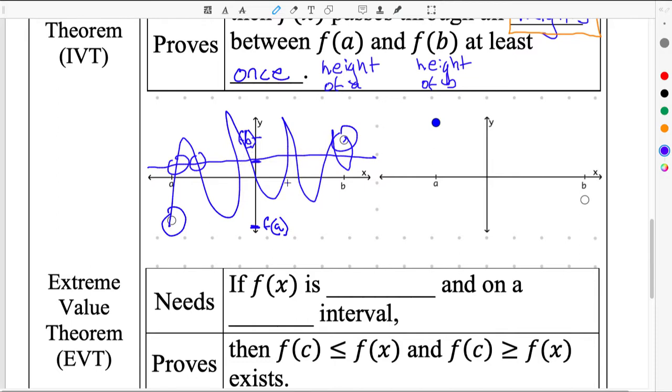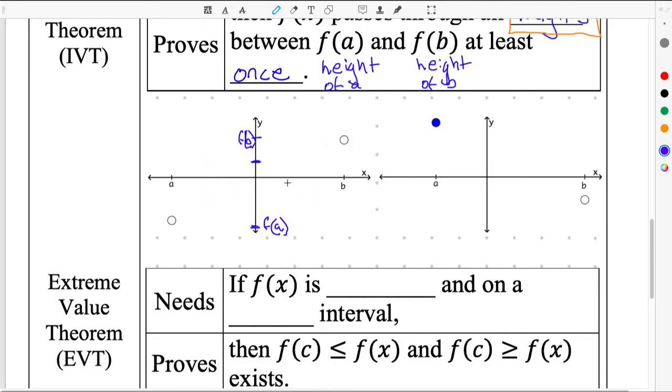You can do as many squiggles as you want, but the main thing to know here is that you will pass through all heights between f of a and f of b, at least once, as long as it's continuous. It can jump out of bounds. It can go way above f of b, and the theorem doesn't say anything about these heights above f of b. It doesn't say anything about the heights below f of a, because you're not guaranteed to hit those heights. You are guaranteed to hit the heights between f of a and f of b.